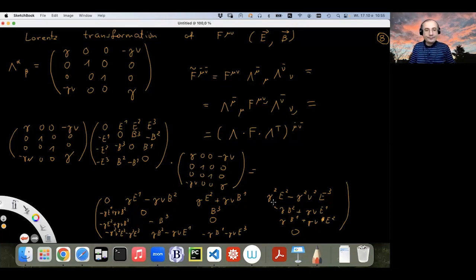Okay. So what is the purpose of this complicated exercise? We have transformed our Faraday tensor from one frame to another, and we have found out that the new electric and magnetic fields, which we can read off this tensor. So this row over here is supposed to be the new electric field in our new frame, and this is supposed to be the new magnetic field in the new frame. Well, it turns out that they transform in a rather non-trivial way.